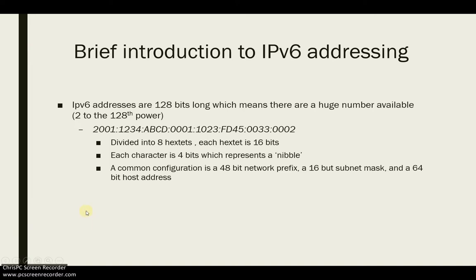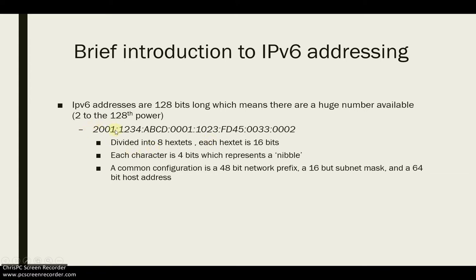Before we actually dive into that, I'd like to give a brief introduction to IPv6 addressing. An IPv6 address is 128 bits long, which means there's a huge number of addresses available. It's actually 2 to the 128th power. If you look at an example of an IP address, you'll notice that it's divided into 8 hextets.